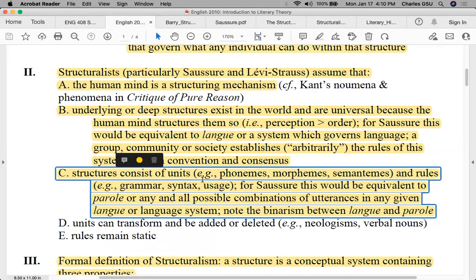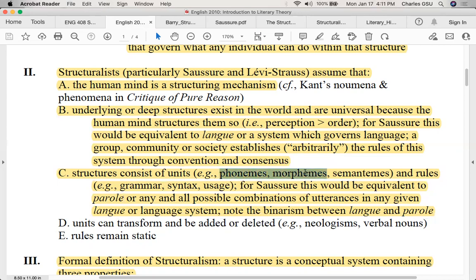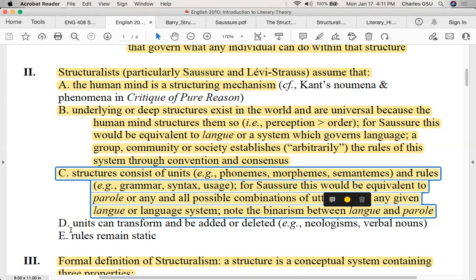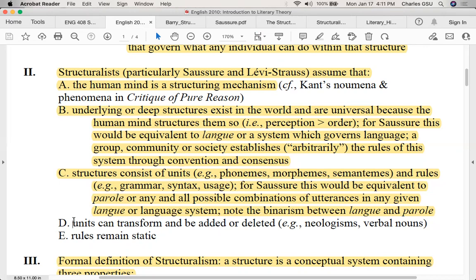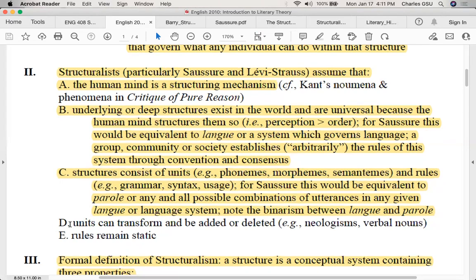So structures consist of units, for example, phonemes, morphemes, and semantemes. If you've taken the history of English language, maybe you've been introduced to these. These are the constituent individual units that make up sounds, letters, phrases and sentences for us in the larger system we call language. So grammar, syntax, usage, right? These are all units inside of language. For Saussure, this would be equivalent to parole, that is phonemes, morphemes. Those are individual units. And so parole is any and all possible combinations of utterances in a language system. Yes, this is complicated. This is a little intense. I'll break it down further as we get into this video discussion.